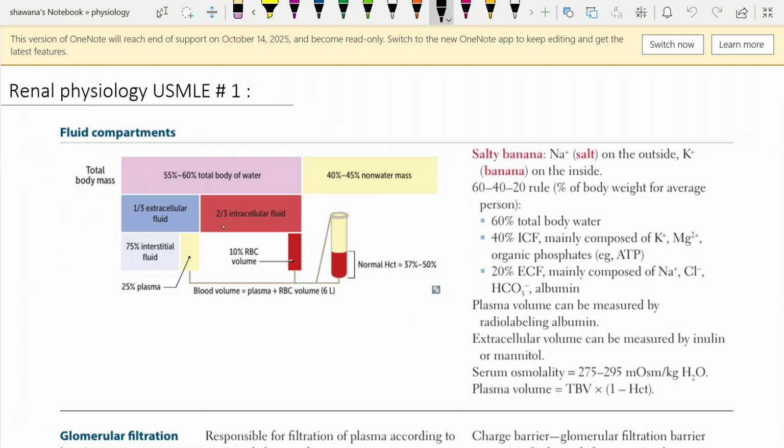Hello guys, and today we are going to discuss renal physiology, but this lecture is going to be more USMLE oriented, and some important points will be mentioned in this lecture regarding renal physiology. So let's get started. This is like the basic one.